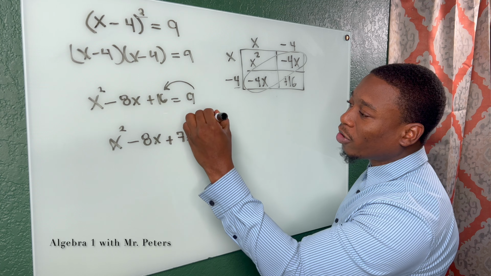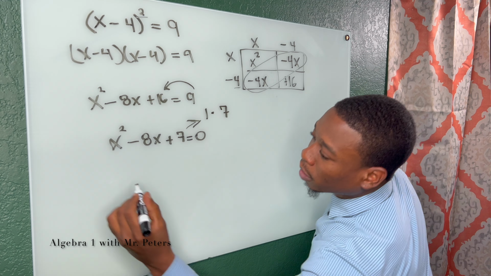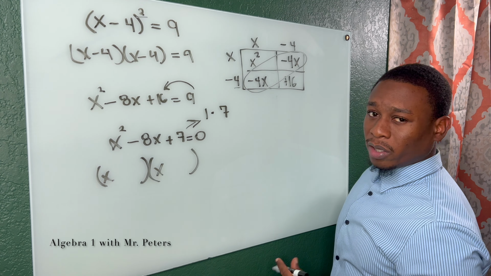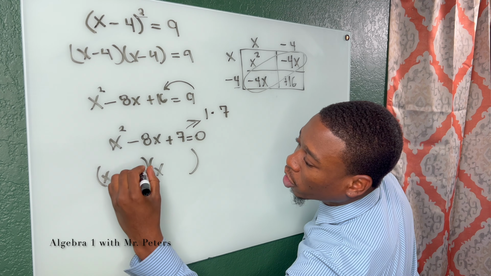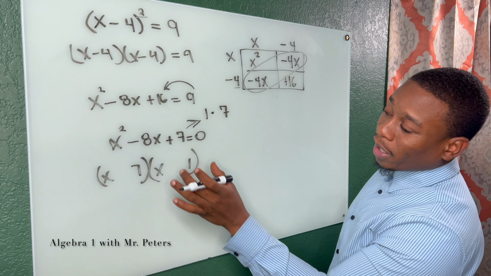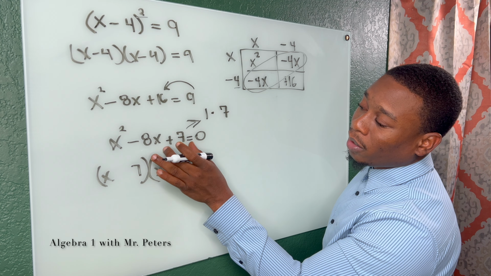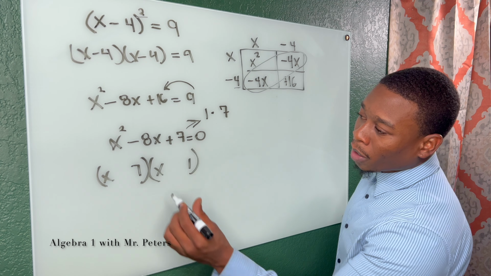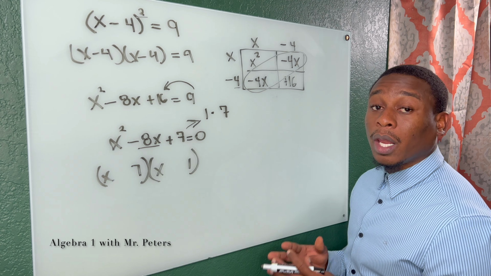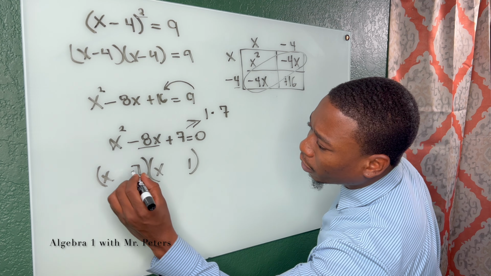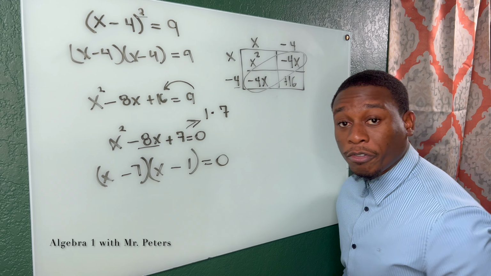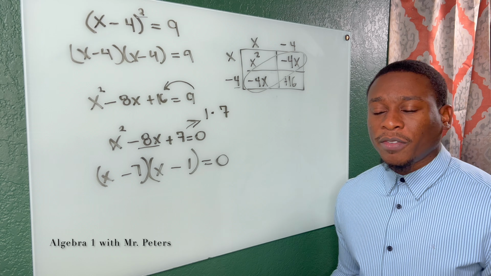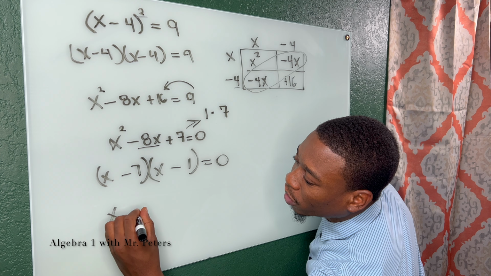Luckily for us, the only factors of 7 are 1 and 7. So once we draw parentheses, I have x in the first one, x in the second one. I know it has to be this combination. So I have 7 and I have 1. And for me to get a positive 7 when I multiply, both those signs either have to be positive or negative. But this negative 8x when we add lets me know they're both going to be negative. So at this step, guys, we found the factors, the numbers that will satisfy this quadratic equation. What we have to do now is set both of them equal to 0.